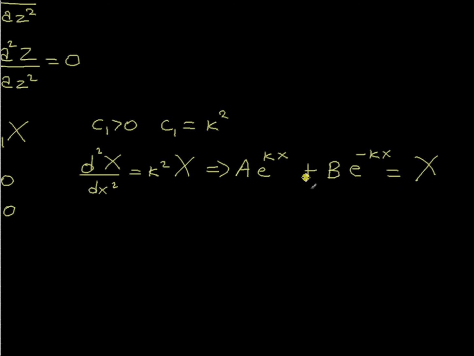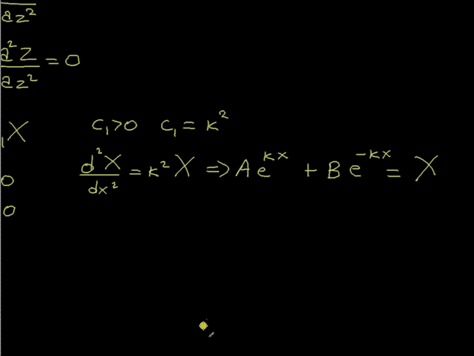Now, there are some things that we have not specified yet. I found the solution, but I don't know what a and b are. Well, this is where the boundary conditions come into play. Whatever boundary conditions you're given from the problem, those will determine what a and b are, and also k.